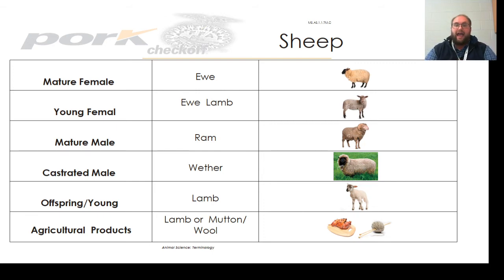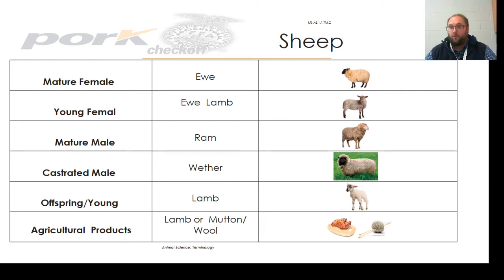A young female is a ewe lamb. A mature male is a ram. And a castrated male is called a wether. Just like saying, hey, the weather is really hot today. It's just spelled differently. And then offspring of sheep is a lamb.